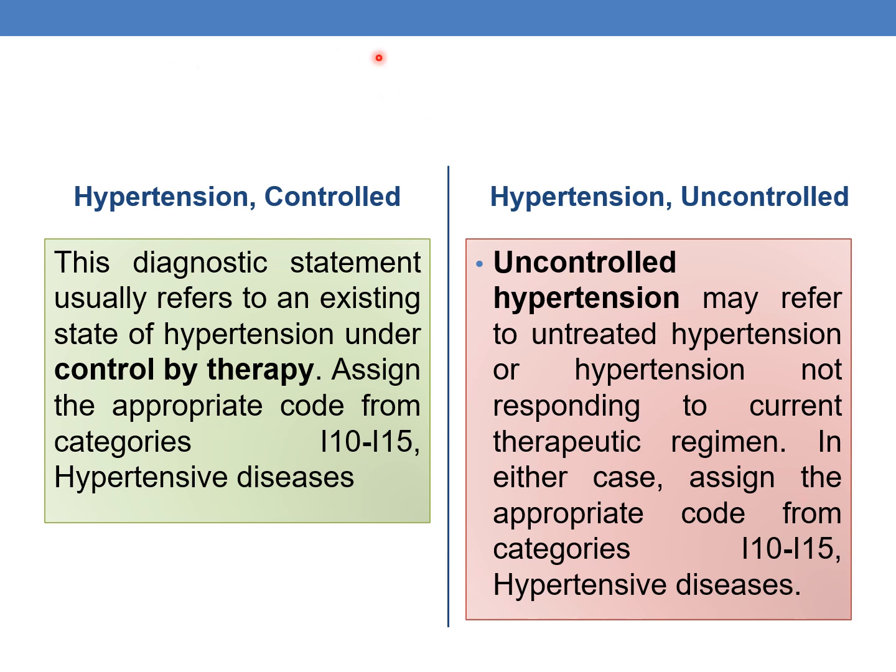In simple words, there is no separate code for uncontrolled hypertension. Whether it is controlled or uncontrolled, you need to code the respective codes from I10 to I15.